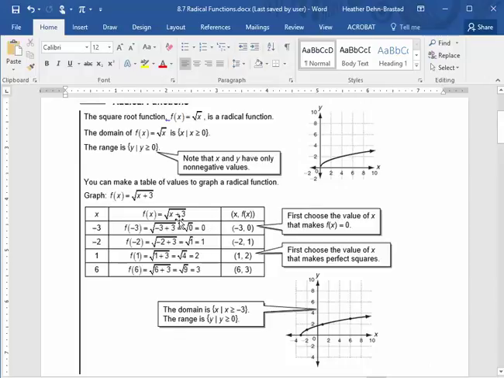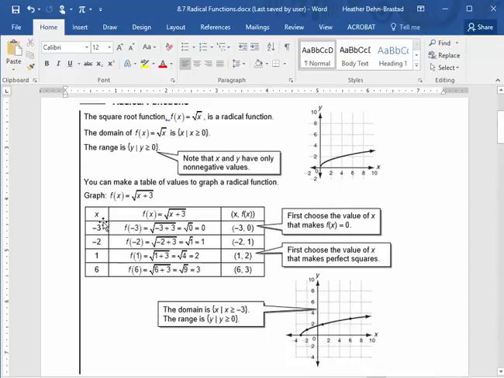You can use a table of values in order to graph your function, and you can see that while the parent function has a domain of positive numbers, if you shift it to the right 3 units, then it will move over and your domain will change. In this example, our domain is x is greater than or equal to -3, and the range still stayed at y is greater than or equal to 0. So it depends on what transformations you do what your domain and range is. But here's what it would be for the parent function.